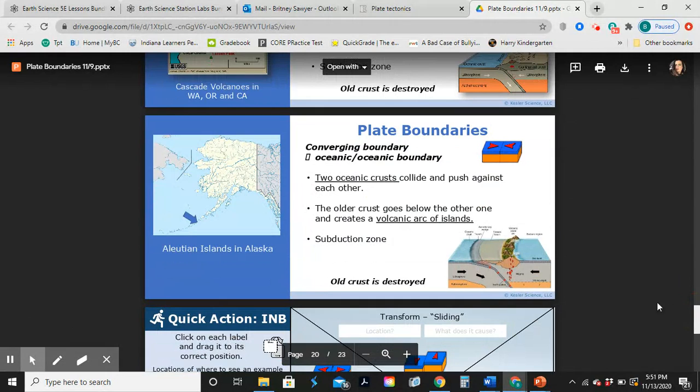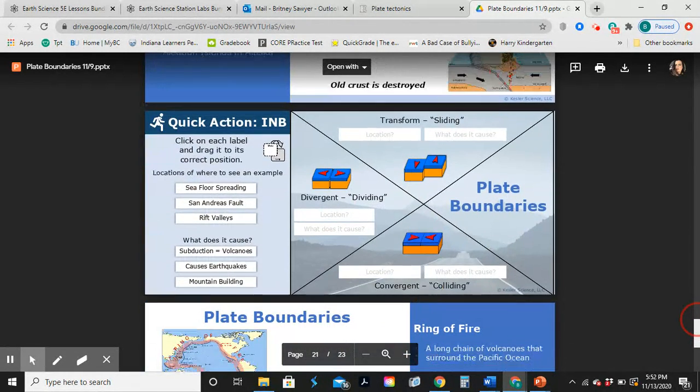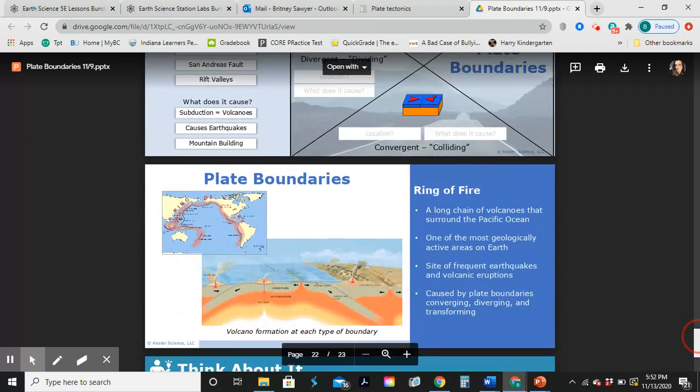On the next one, we have ocean to ocean boundaries. When two oceanic crusts collide and push up against each other, the older crust goes below the other one and creates a volcanic arc of islands. This is another example of a subduction zone because it creates new land. Right here, you're going to decide where these go and match them up appropriately.